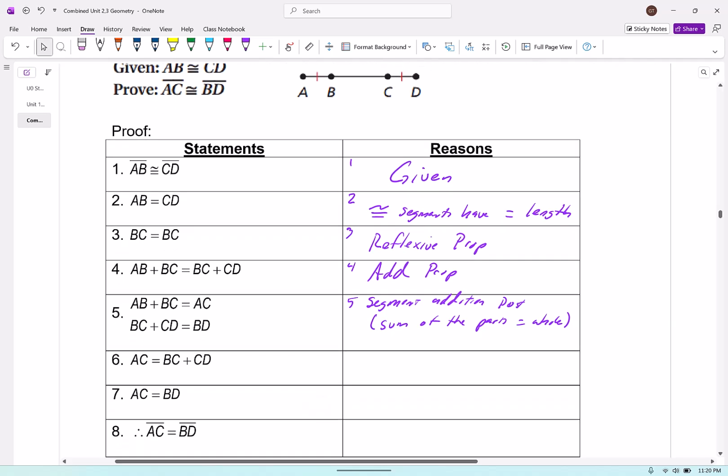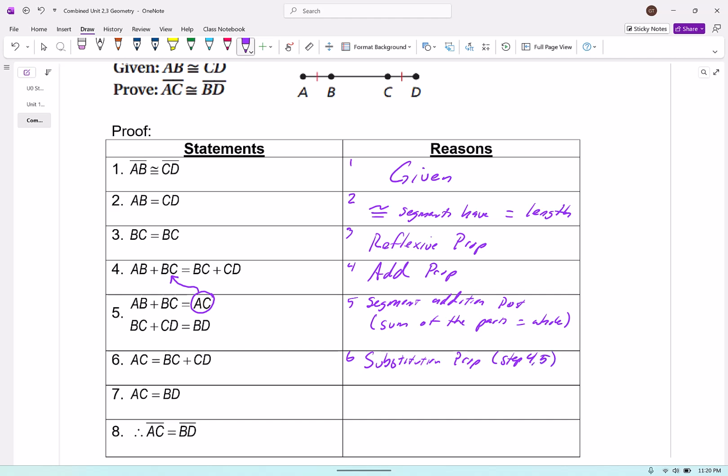All right. So what we're seeing now with step 6 is that I took AC and plugged it in here to equal BC plus CD. Well, how do I do that? Anytime I plug something in, it is the substitution property. And this really is step 4 and 5 working together. Then, after I did that, I'm able to create that statement, that substitution.